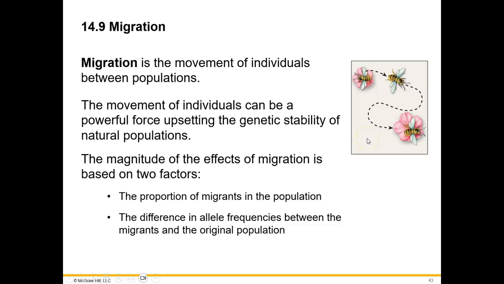Also, migration is just referring to the movement of individuals between populations. So the movement of individuals can be a really powerful force upsetting the genetic stability of natural populations. And the magnitude of those effects is going to be based on two different factors. First, the number of migrants in the population compared to the original population. And second, the difference in allele frequencies between the migrants and the original population. So, did only a specific set of genes make it out of that population in this migration, or what was the frequency of the alleles that were carried out compared to how much there are in the original population? Those are the things that could affect this.